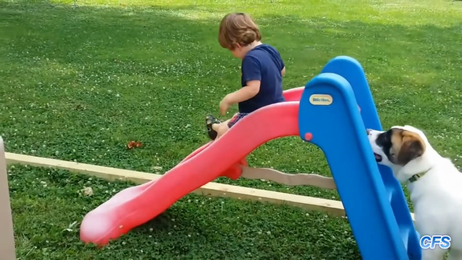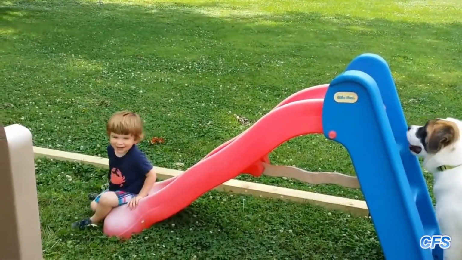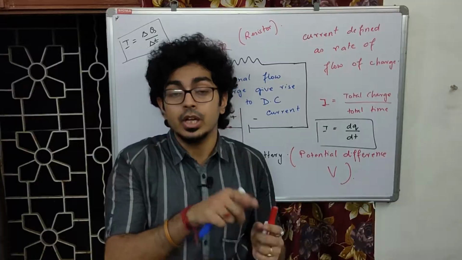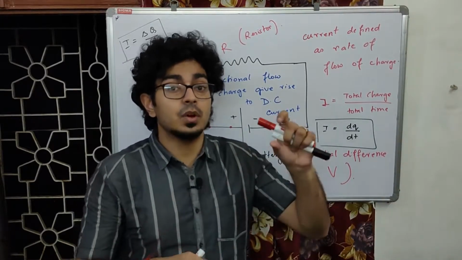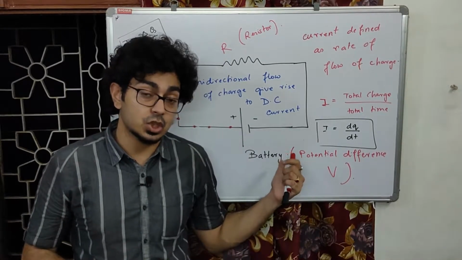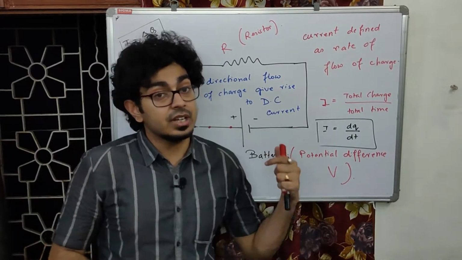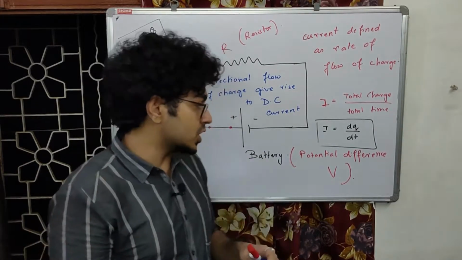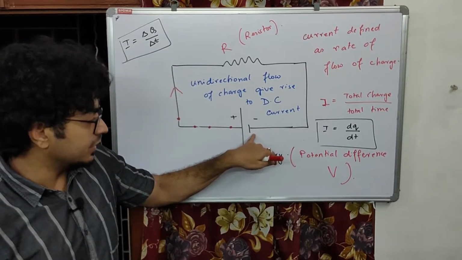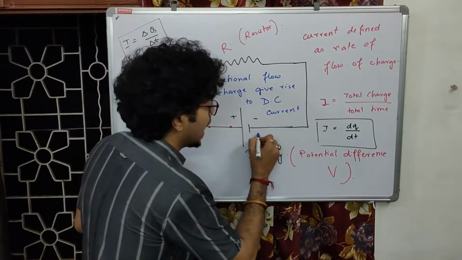So what is happening over here? The work done by the girl or the boy to climb the staircase of the slide is the work done by the battery. This is actually the work done by the battery. The battery is doing this work to move the charges from lower potential, that is the negative terminal, to higher potential.